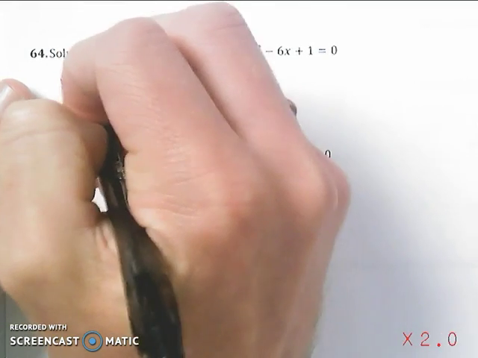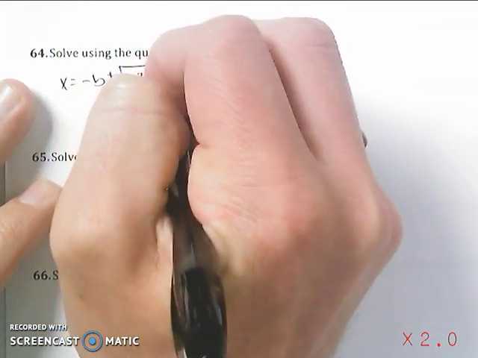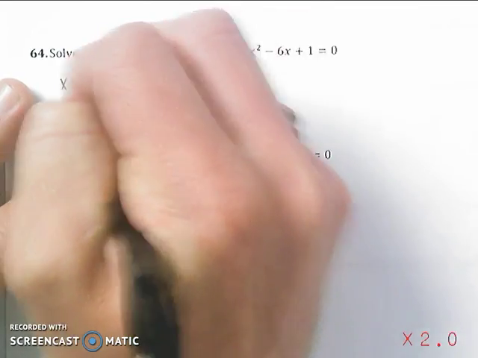X equals the negative boy, couldn't decide, go to the radical party. You didn't want a b squared, miss out on 4 awesome churros. The whole thing is over 2a.